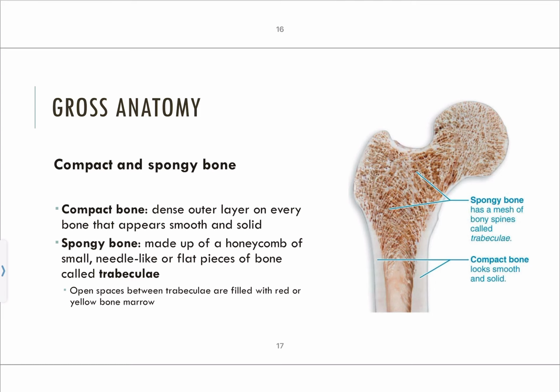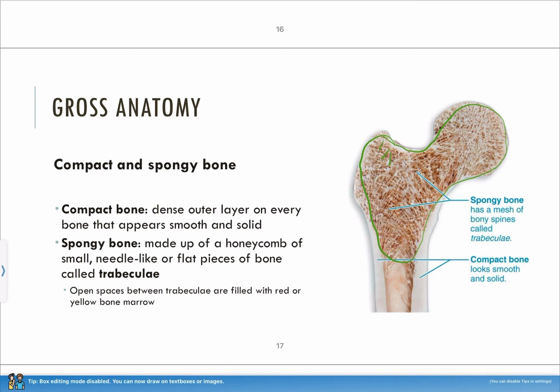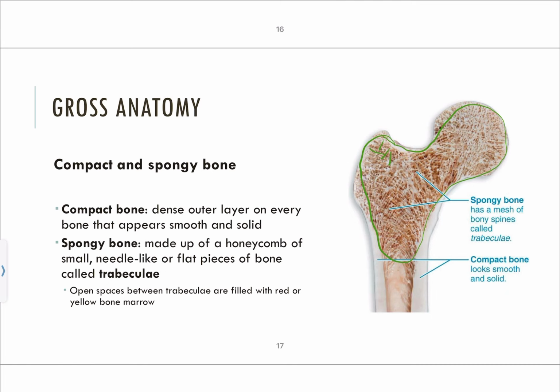In order to see the spongy bone, we'd have to actually cut the bone open. And if we cut the bone open, we might see spaces or regions like this, which are not compact. And this would be your spongy bone. And spongy bone is made up of these lines, if you can see it at all. All of these lines are bone, but we specifically call it trabeculae.